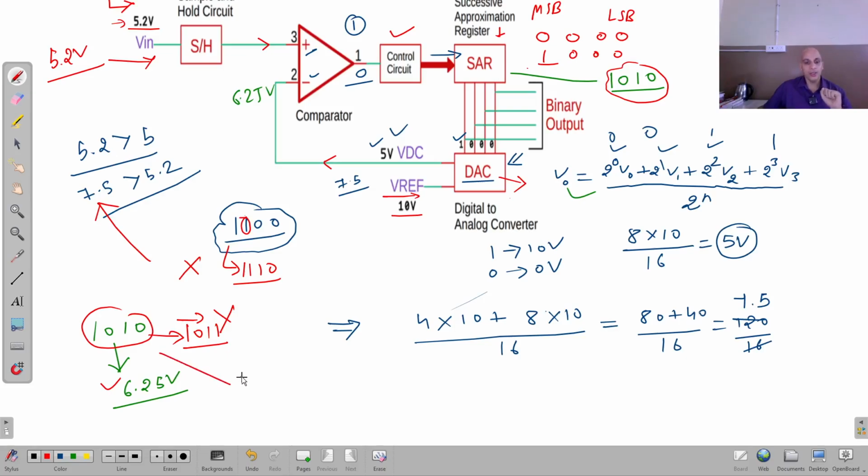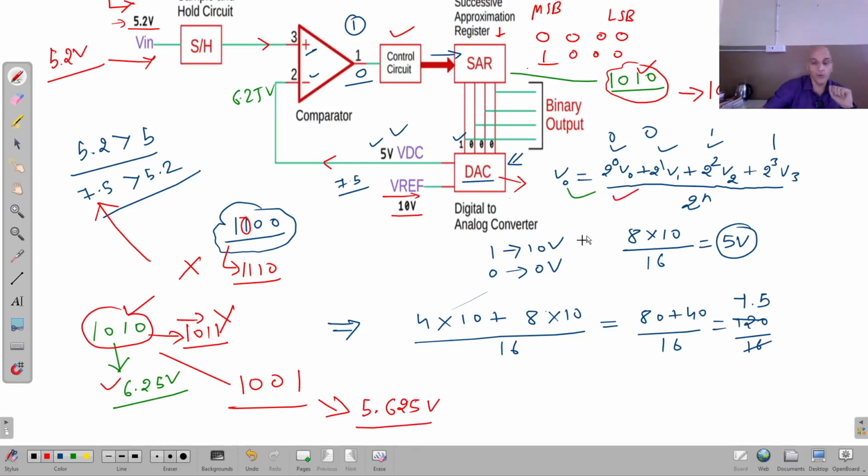Now where will it go? This bit will be set to 0 and this to 1, right? Here I will now get 1001. This bit is set to 0 and this is set to 1. Now what is the corresponding output? It is 5.625 volt. You can calculate it by using this formula, right?